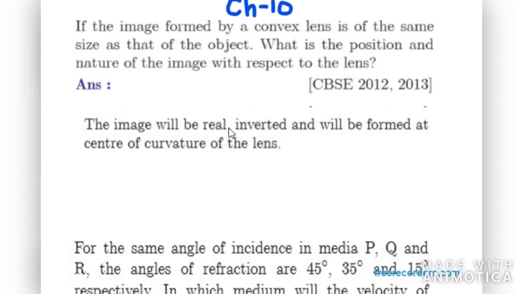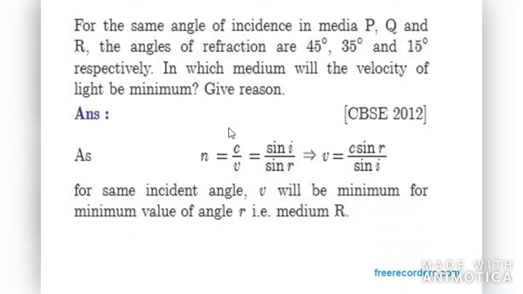Now moving on to next. It says, for the same angle of incidence in media P, Q and R, the angles of refraction are 45 degree, 35 degree and 15 degree respectively. In which medium will the velocity of light be minimum? Give reason. As you know, we have Snell's law in this case. It says sin i over sin r, where i is the angle of incidence and r is the angle of refraction. We know that n is equal to c over v and it is also equal to sin i over sin r.